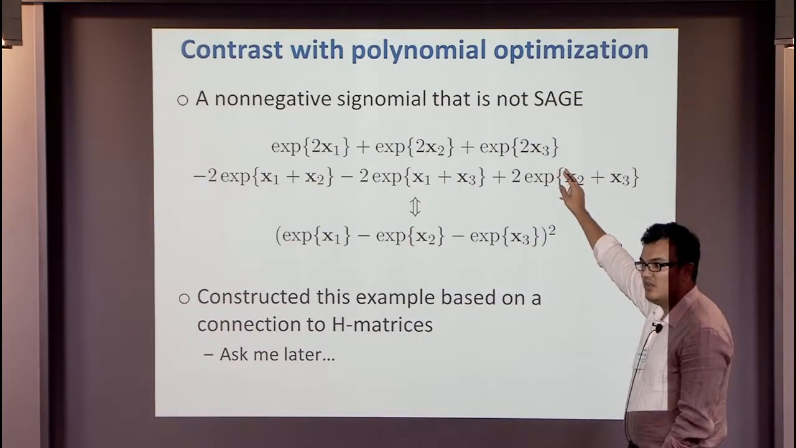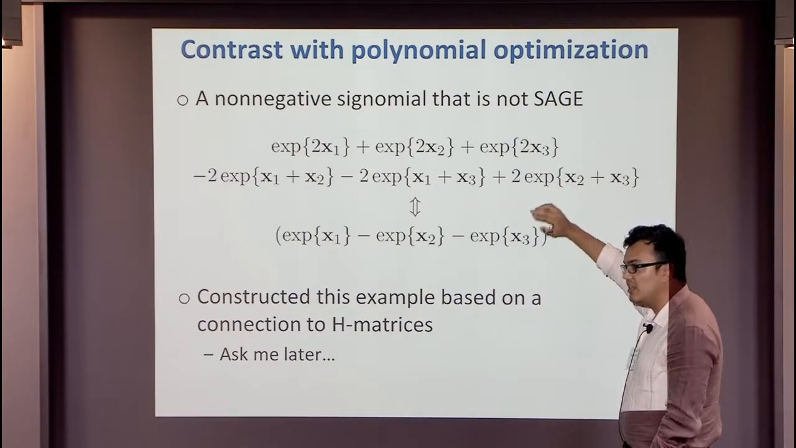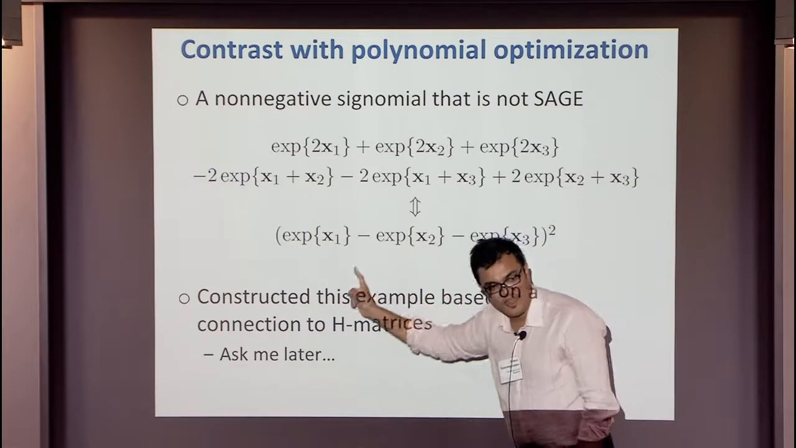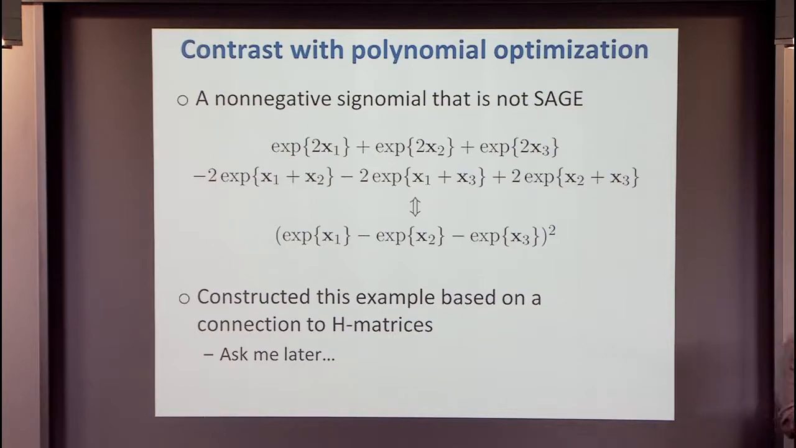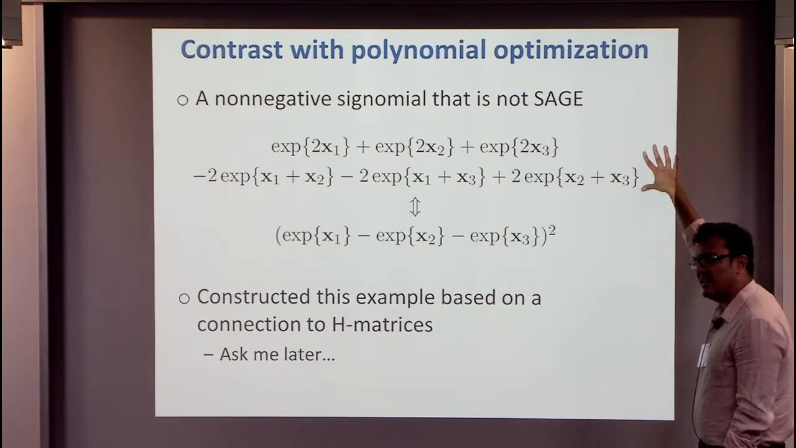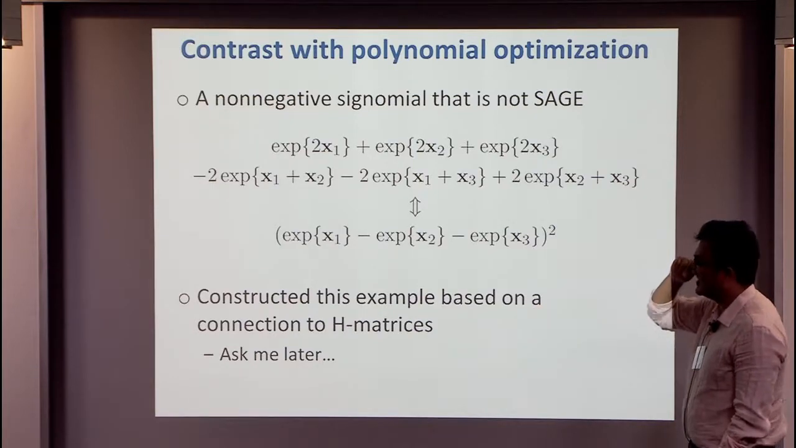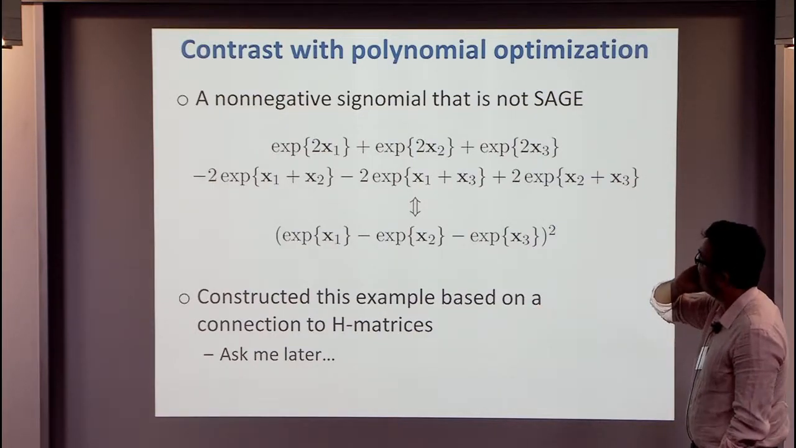It's a signomial with 6 terms. It's globally non-negative because I can write it as a perfect square, so it's evidently non-negative. But this signomial is not SAGE, and the way we came up with it is based on some connection to H matrices that I can talk about later.